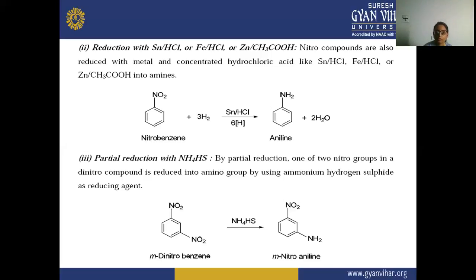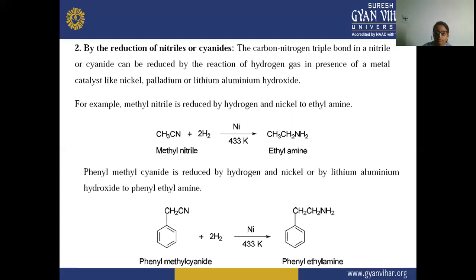So here, one of the two nitro groups in a dinitro compound. So this is a dinitro compound, and this is reduced in the presence of this ammonium hydrogen sulfide, and this is converted into your amine compound. So one nitro group in the dinitrobenzene is converted to the amine, because a reduction is happening in this reaction.